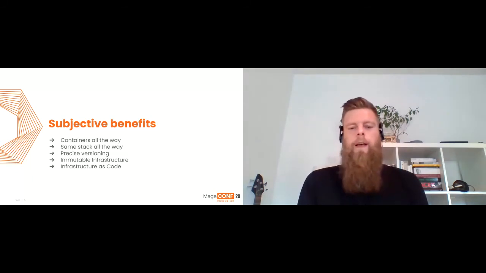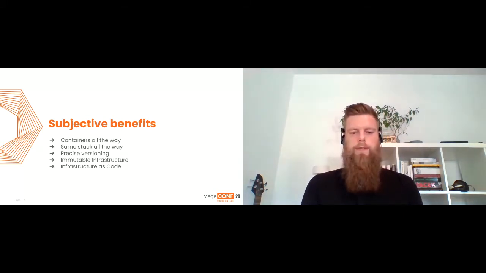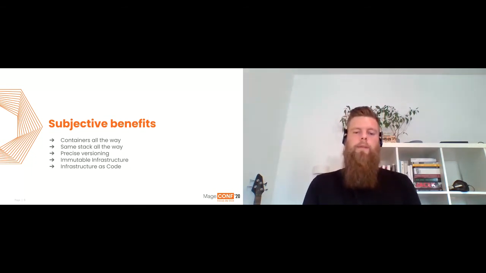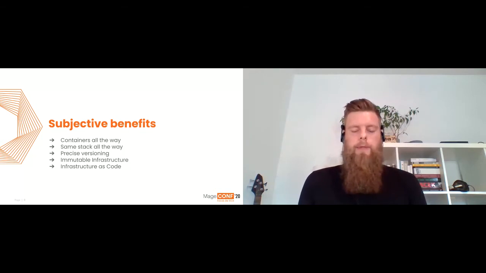However, for us, what tempted us to go with Magento 2 on Kubernetes was the ability to use containers all the way. To have the same stack, to have precise versioning, so exact same version and configuration of each service on local dev and staging. And this also helps with the move towards immutable infrastructure, where you don't modify your resources, but rather tear them down and start new ones with the new configuration. And also infrastructure as code, which means that you store your infrastructure information in the repository.